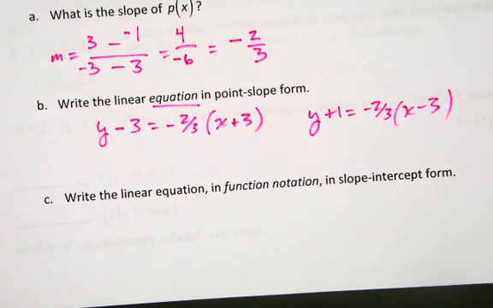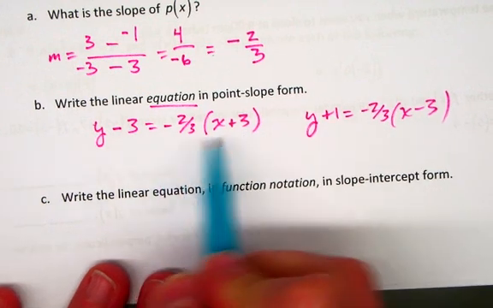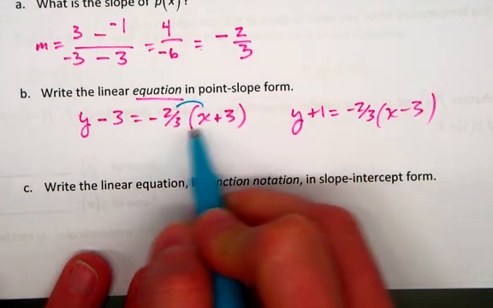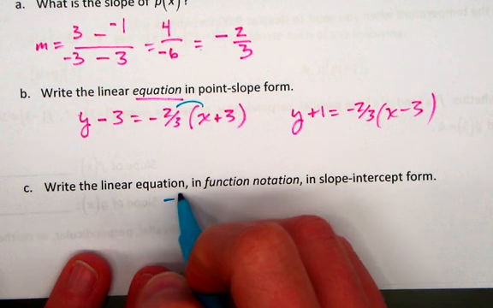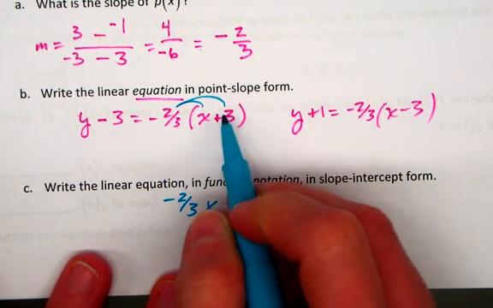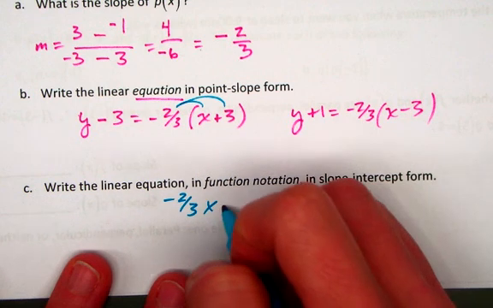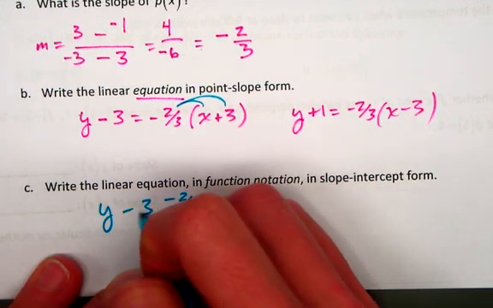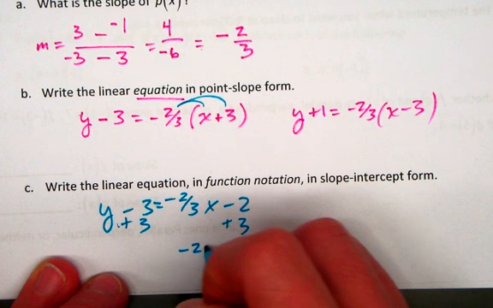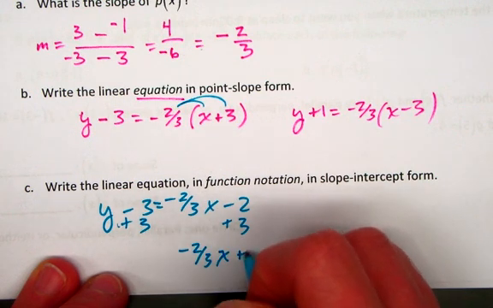And then we're going to put it in slope-intercept form. So to put in slope-intercept form, we're actually going to use our point-slope form. So -2/3 times x is -2/3 x. 2/3 times 3 is -2. And then I add 3 to both sides, so I get -2/3 x plus 1.